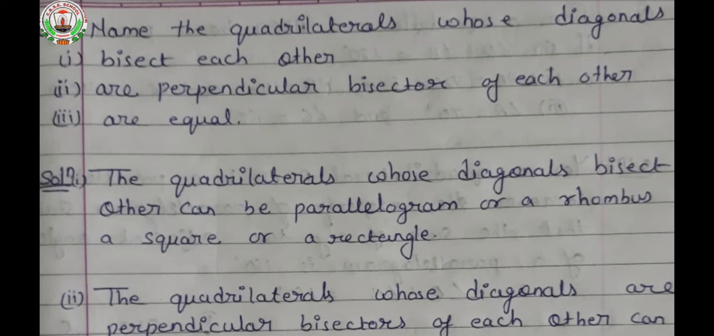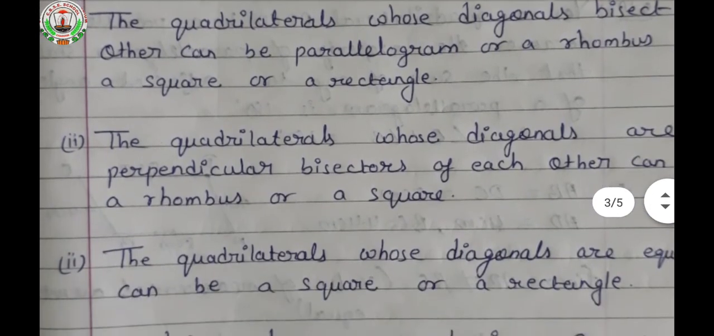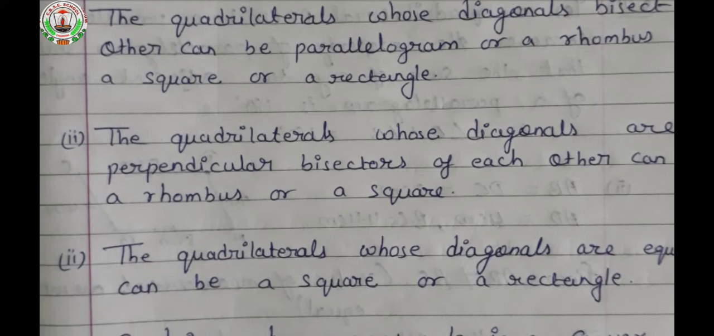Okay, then the second part: you have to name the quadrilateral whose diagonals are perpendicular bisectors of each other. That means the diagonals, while intersecting each other, create 90 degrees, isn't it? So you have to name that particular quadrilateral. What is the quadrilateral's name? So here is the name. The quadrilateral whose diagonals are perpendicular bisectors of each other can be a rhombus or a square. So a rhombus and a square are the two quadrilaterals whose diagonals are perpendicular bisectors of each other.